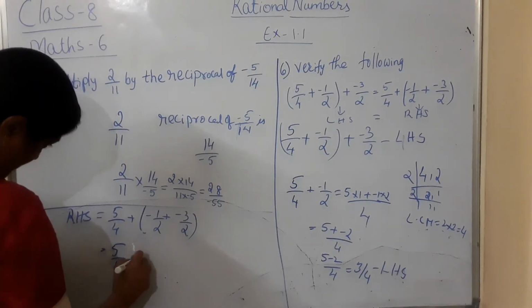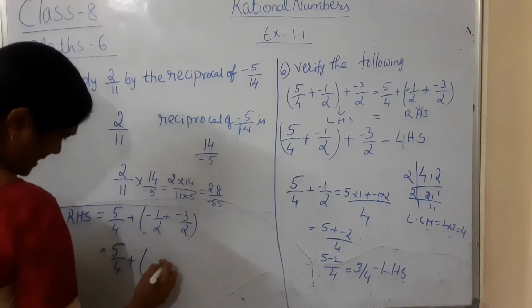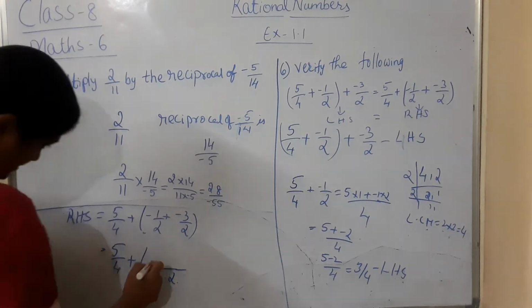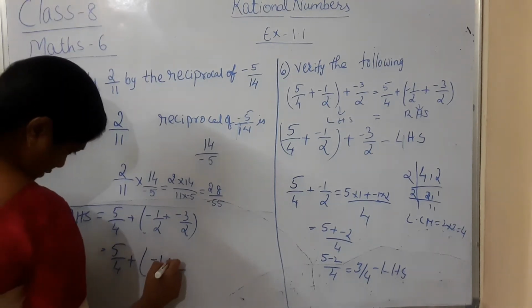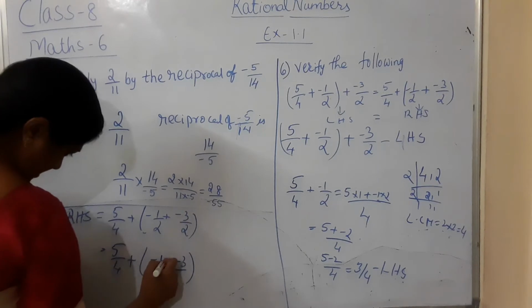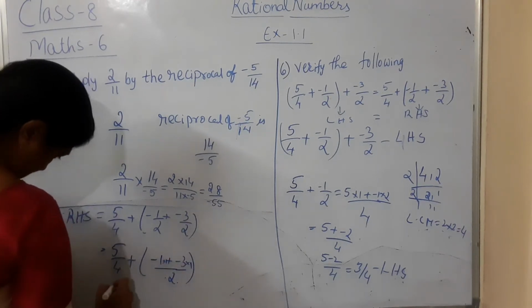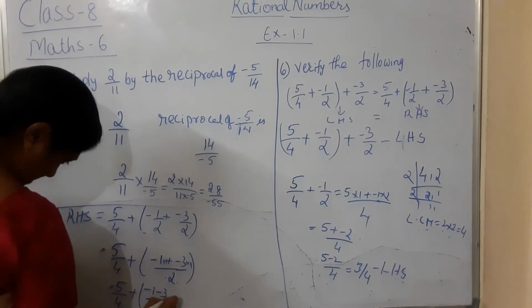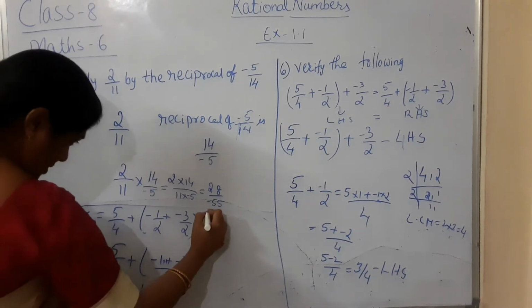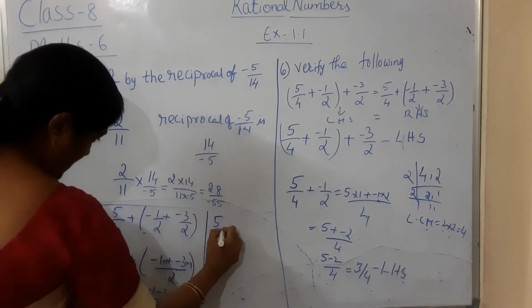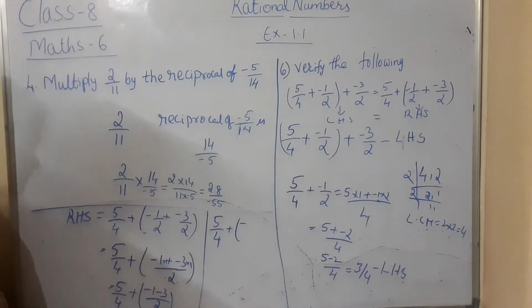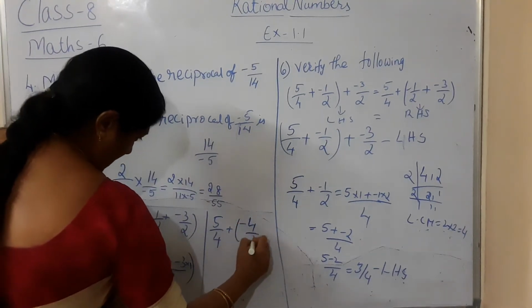So 5 by 4 plus of, if you take an LCM, denominators are same, so you will get the LCM as 2 as it is. So minus 1 plus of minus 3, you will get it here 1, here also it's 1. So 5 by 4 plus of minus 1 plus into minus, minus 3 by 2. So what do you get over here? 5 by 4 plus of minus, both are negative signs, so you add: minus 4 by 2.